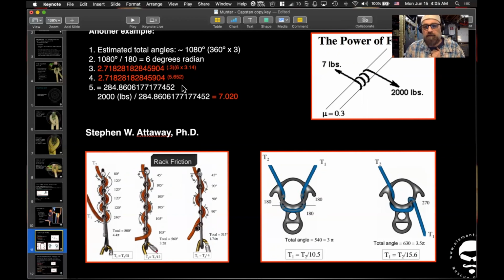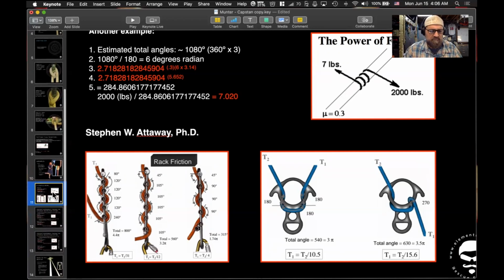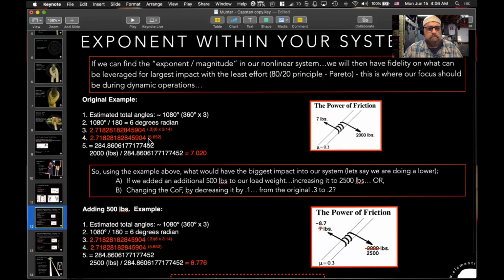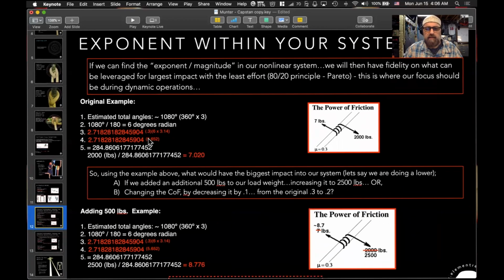So we're going to compare a 500 pound increase in weight compared to keeping the weight at 2,000. And example number 2, we'll keep the weight at 2,000, keep the wraps still at 3 360s, but change the coefficient of friction by 0.1. We'll decrease it from 0.3 to 0.2, and then we'll see where the biggest impact comes from. On that, we can find that exponent or magnitude in our nonlinear system. We'll then have fidelity on what can be leveraged for the largest impact with the least effort. This is where our focus should be during dynamic operations.